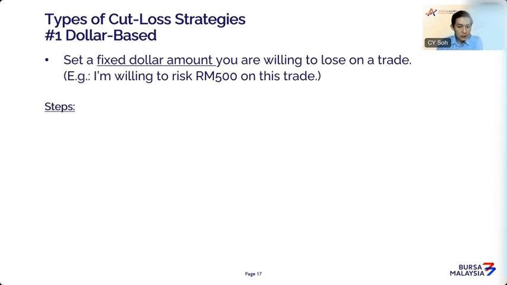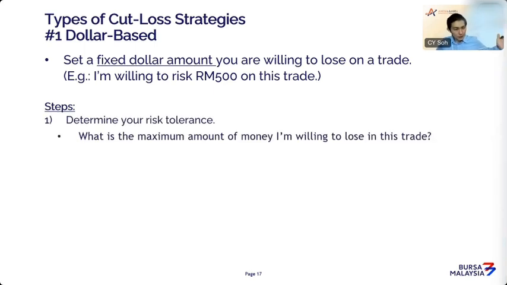Let me go through a simple process for how you can work on this, because all of the methods follow this same process. Step number 1, you need to determine your risk tolerance. First things first, you need to decide the maximum amount of money you are willing to lose on a single trade psychologically. You need to look at yourself and measure against your wallet size whether you are willing to lose that much money or not.